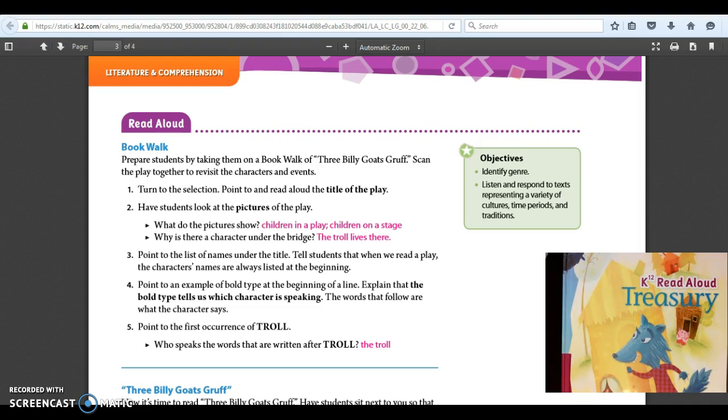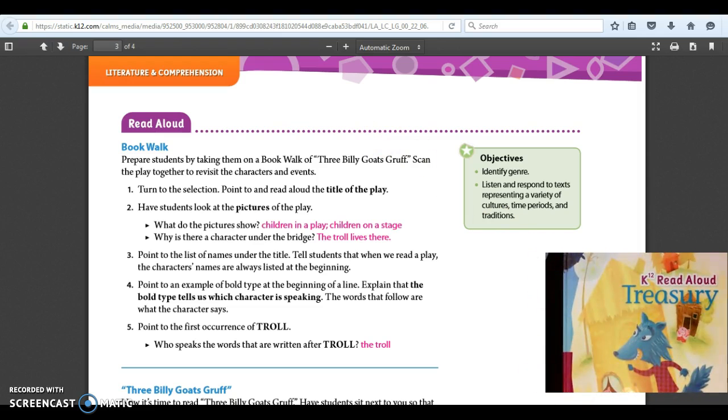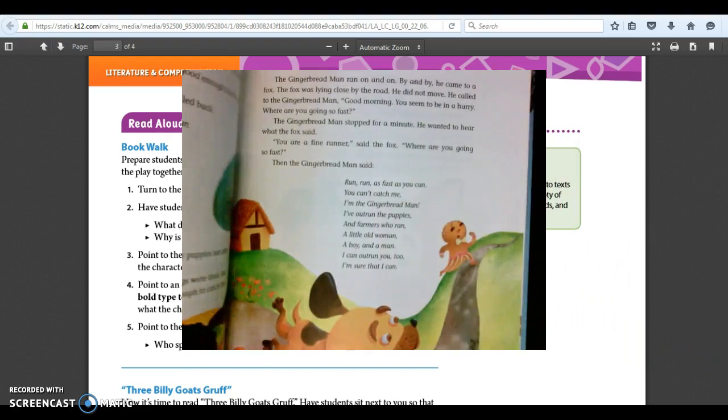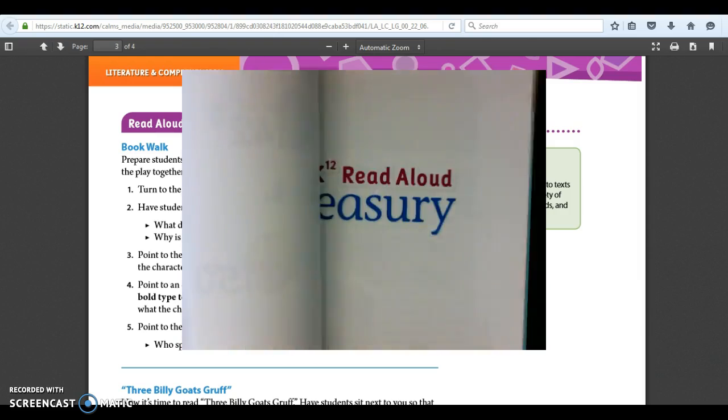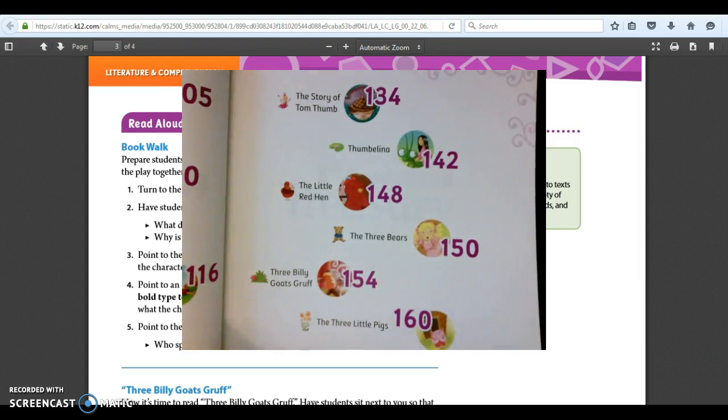We're also going to continue to do a book walk through our story, our play. We're going to look at the title of the play. If you look on the table of contents in your Read Aloud Treasury book, we're going to locate the story once again in the table of contents. You will find it on page 154. And then we're going to turn to page 154 in our play.